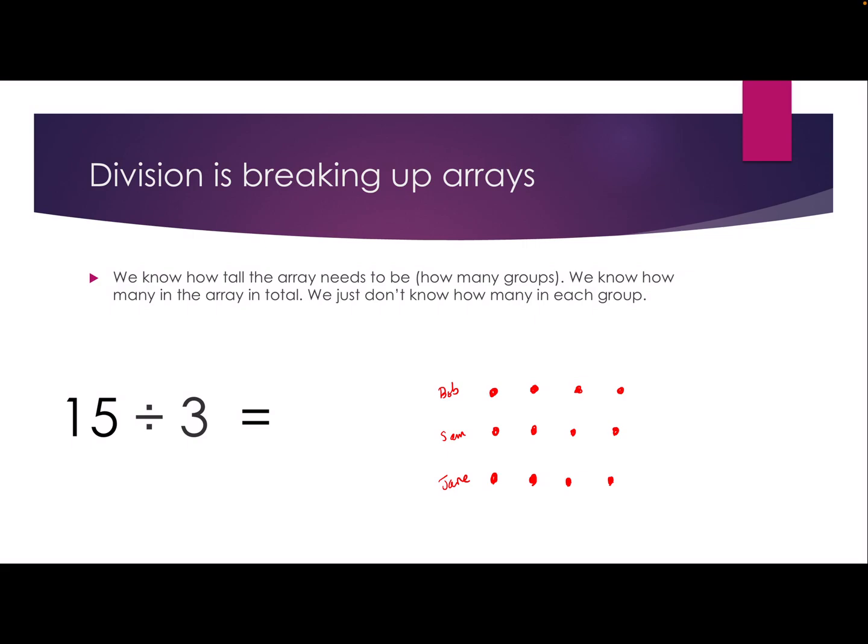That's 12. I'm still wasting cakes. There we go. I've used up 15. Well, how many do they each have? They each have 5. So division can be 2 different things. In division, you always know how many you've got. You know what the total is. You know what the large number is. You either need to know how many groups or how many in each group.